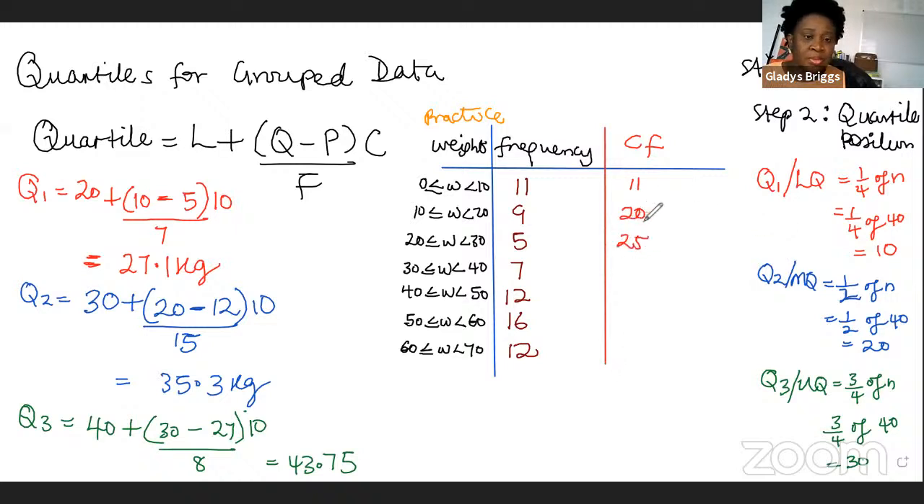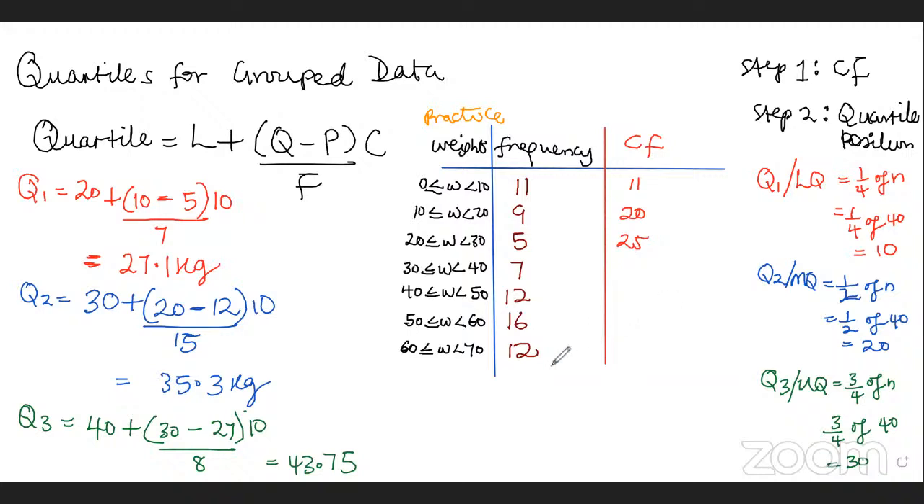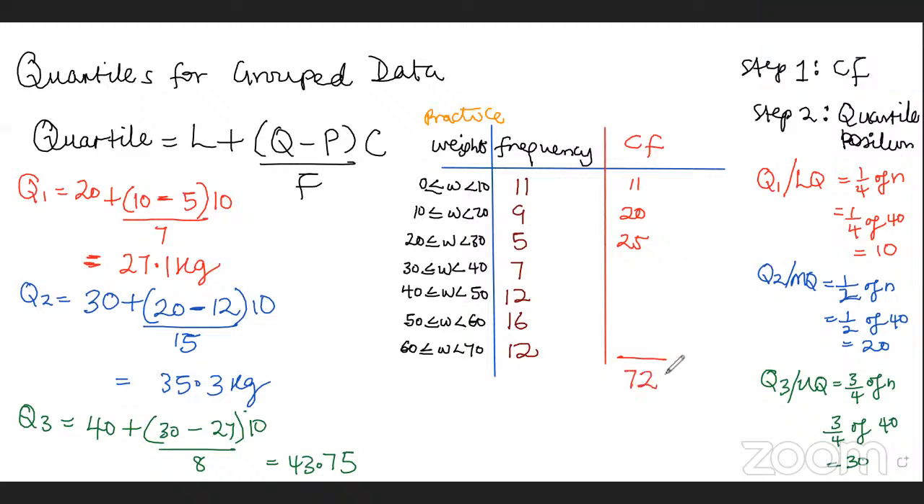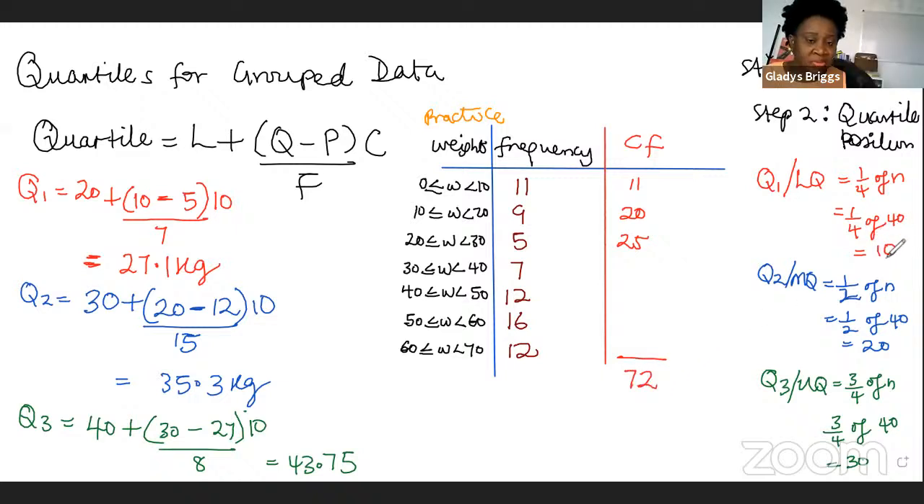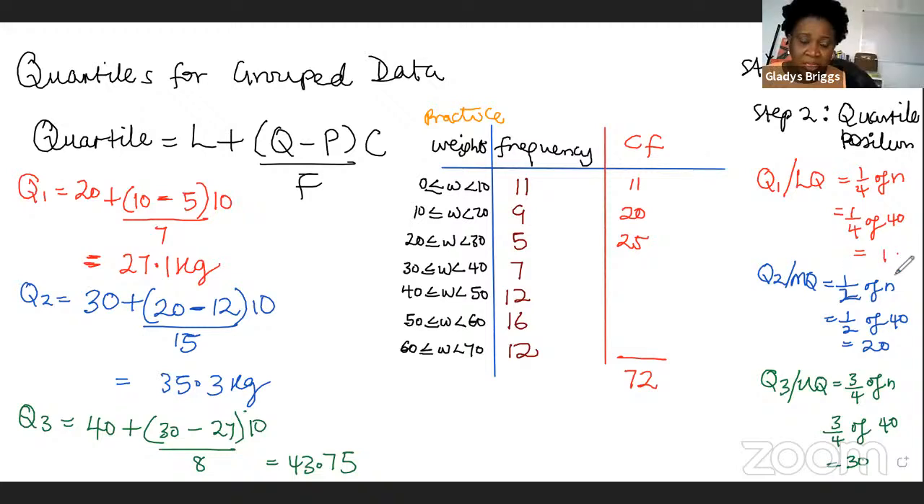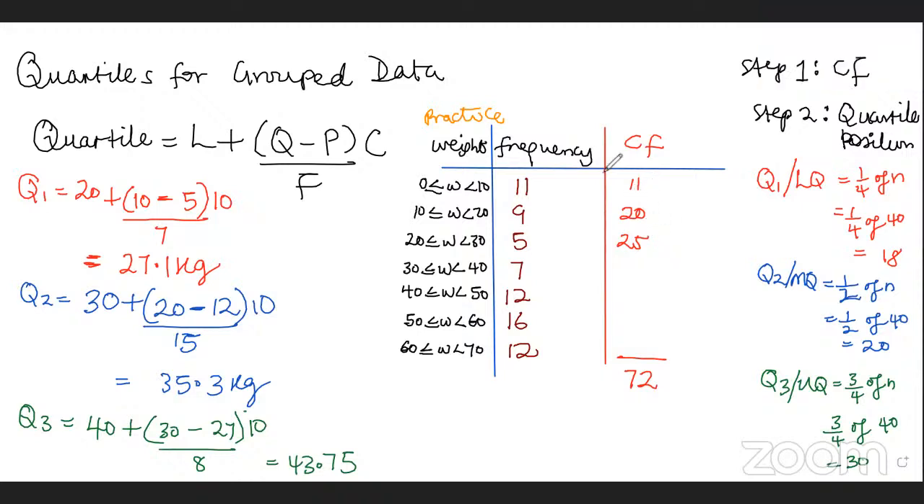Now you need to choose the nearest one from my answers. What's the total here? 72. So you need to do 1/4 of 72. What's that going to give you? 18. Where is your 18th data going to be here? Is it going to be in the first one? No, it's the second.